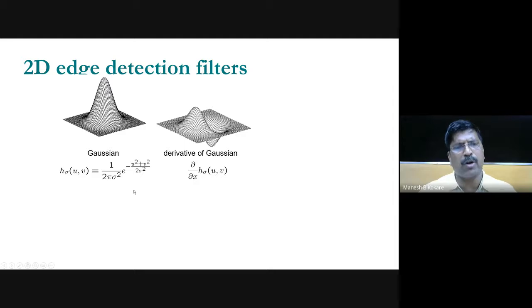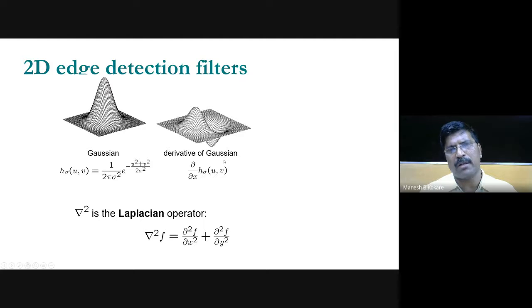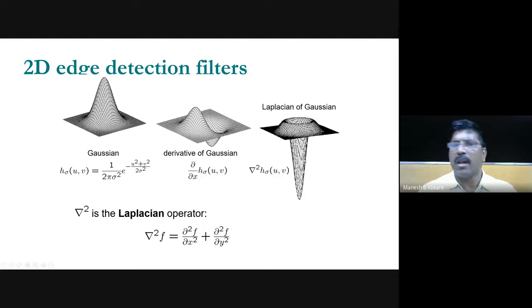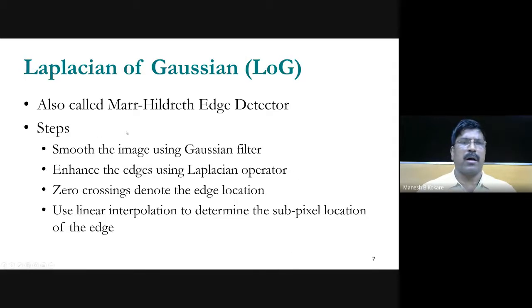So this is the Gaussian operator, and then you take the first derivative, and then you take the second derivative. So you get the Laplacian of Gaussian. Once you get the Laplacian of Gaussian, you just have to convolve it with your original image. Generally the operators designed with Laplacian of Gaussian are also called the Marr-Hildreth edge detector. Another name of Laplacian of Gaussian is the Marr-Hildreth edge detector.